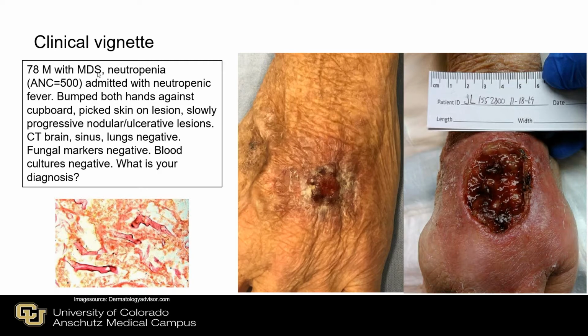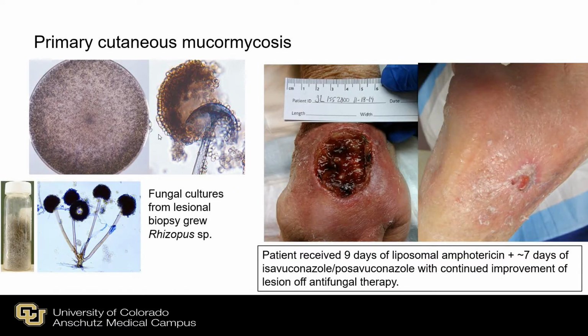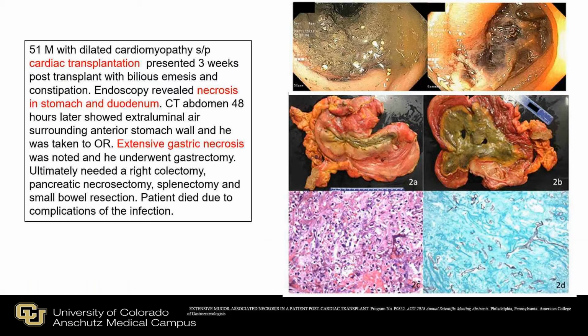This is another patient of mine, 78 with myelodysplastic syndrome, neutropenia with absolute neutrophil count of 500, came with neutropenic fevers, and he was found to have a skin lesion on his hand, but with no other lesions in his brain, sinus, or lungs. And again, biopsy shows a similar mold form. This was primary cutaneous mucormycosis, and cultures grew Rhizopus species. And he also is doing much better after liposomal amphotericin, and then he got isavuconazole. This is how the lesion looks now.